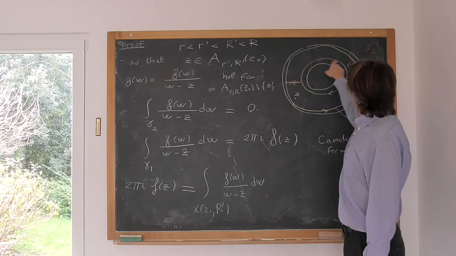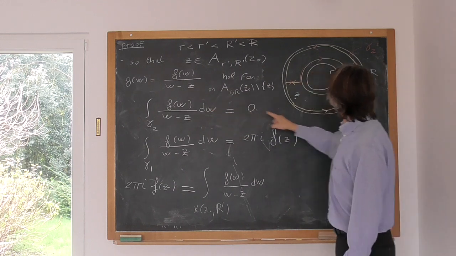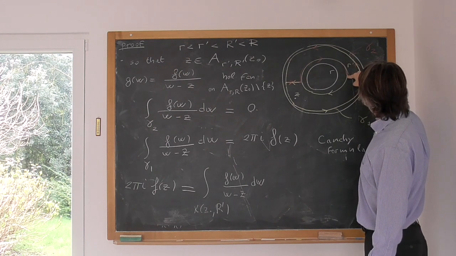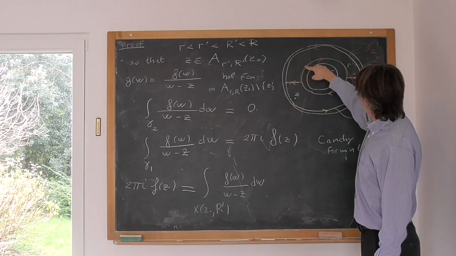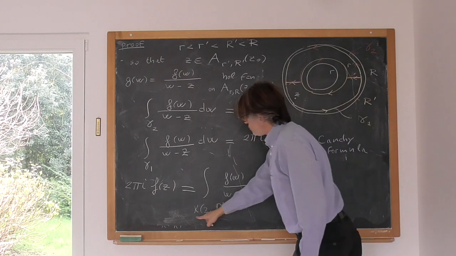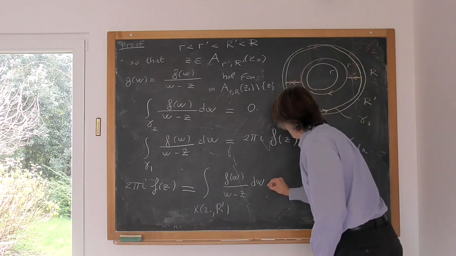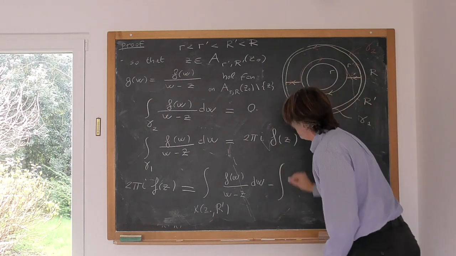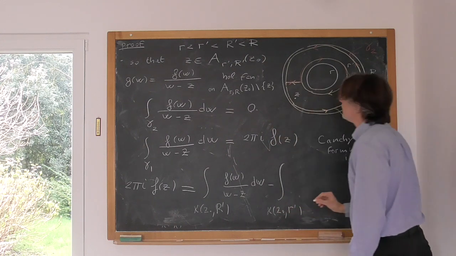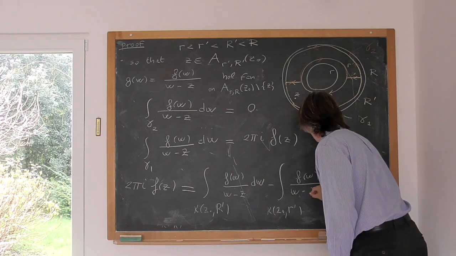Now, what happens with this smaller circle? The situation is the same. In gamma 2, I see this part. And in gamma 1, I see this part. But now the orientation is clockwise. So since the convention when I write k z0 r prime is always counterclockwise, I should here write minus the integral on k z0 small r prime of f of w over w minus z dw.